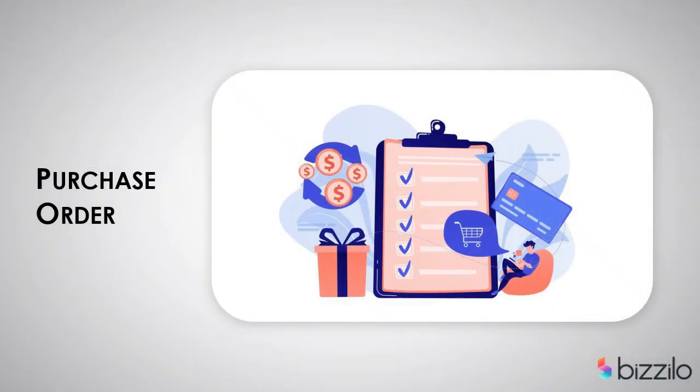A purchase order is an official document that a buyer issues to a seller indicating information about the items they want to buy, their quantities, and their prices. Let's see how purchase orders work in Bizzilo. It also provides information about the buyer and the seller, including contact information and payment terms.